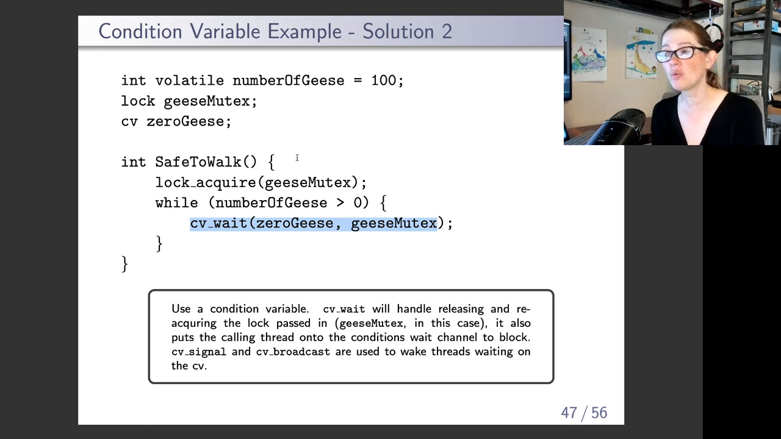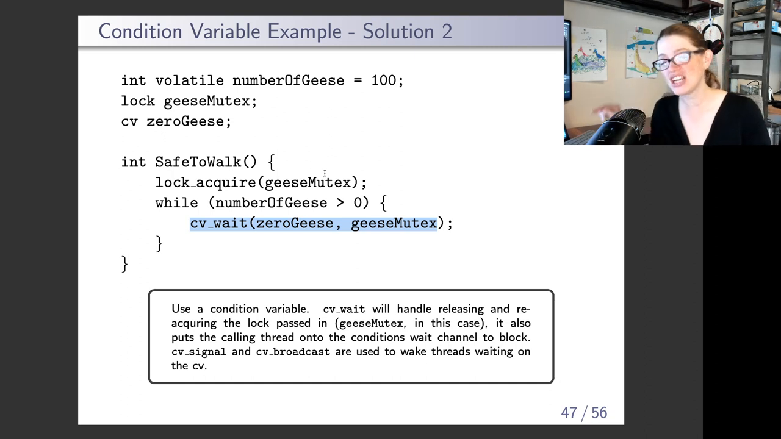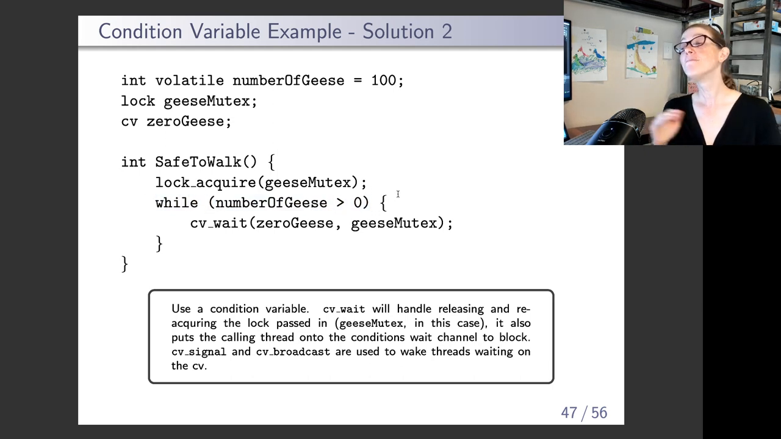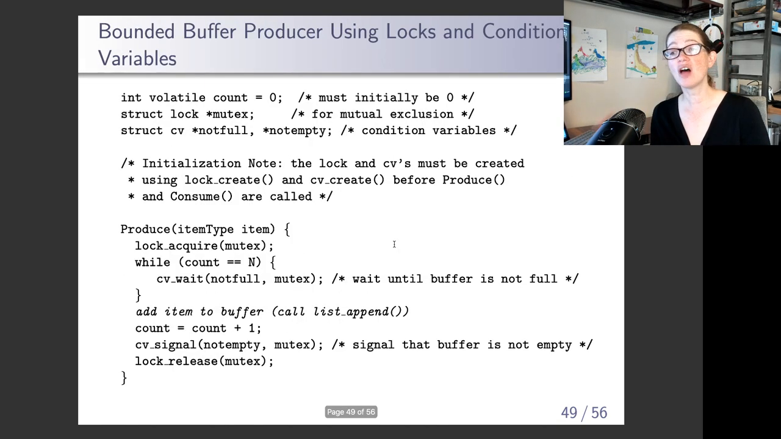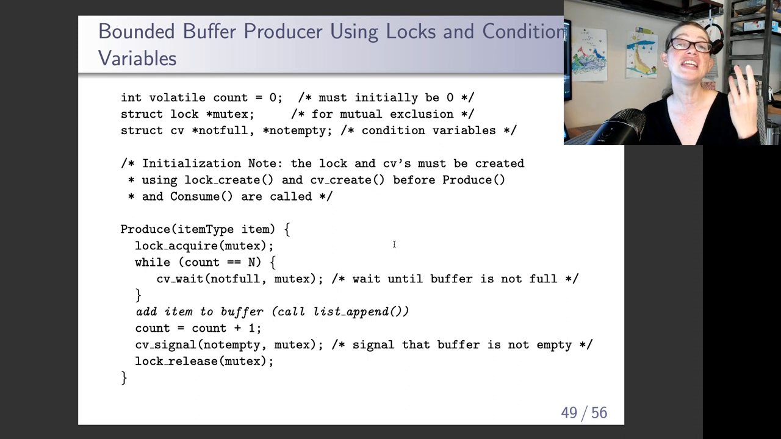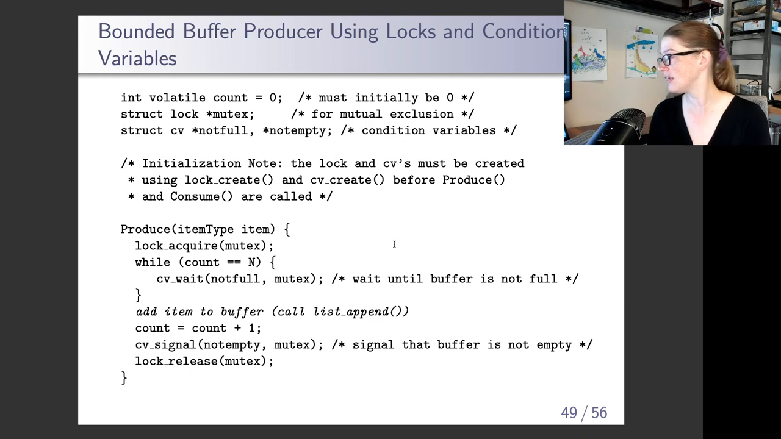Now, why must I then recheck the condition? Because of the way condition variables work, it is entirely possible that somebody could change the condition again before I get a chance to actually run. So I still need to do this check here. But instead of spending the majority of my time busy waiting, now I'm spending the majority of my time actually sleeping. And we can use that little example to solve our producers and consumers. Now, again, we have two conditions: not full, which is what the producer is waiting for the buffer to be, and not empty, which is what the consumer is waiting for the buffer to be.